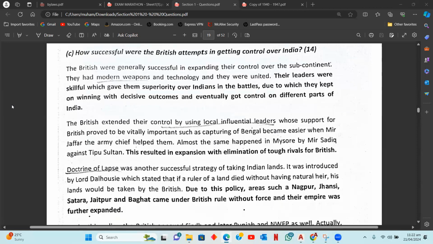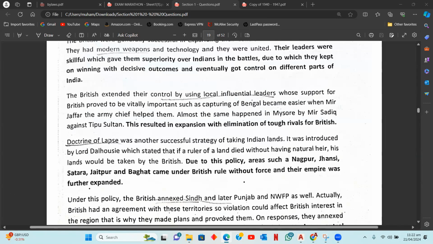Then the British were also successful because they could easily control the local leaders. All of those local leaders were actually supporting the British, right? For example, Mir Jafar helped the British, and Mir Sadiq in the Anglo-Mysore War also helped the British and worked against Tipu Sultan. But this loyalty of the Indians and how they could easily bribe the Indians meant that the British were successful.